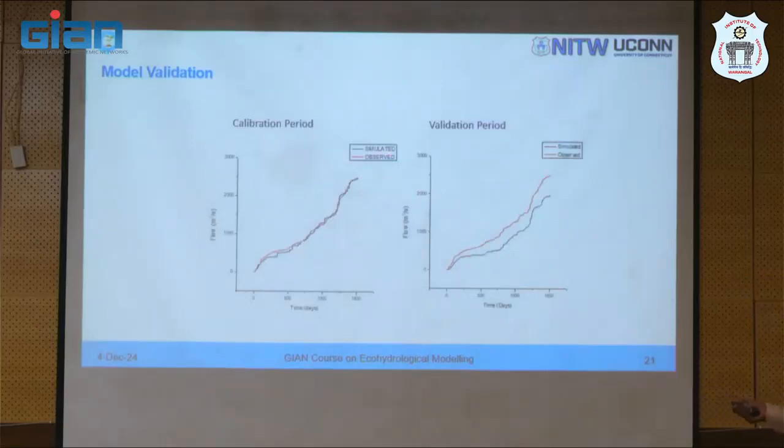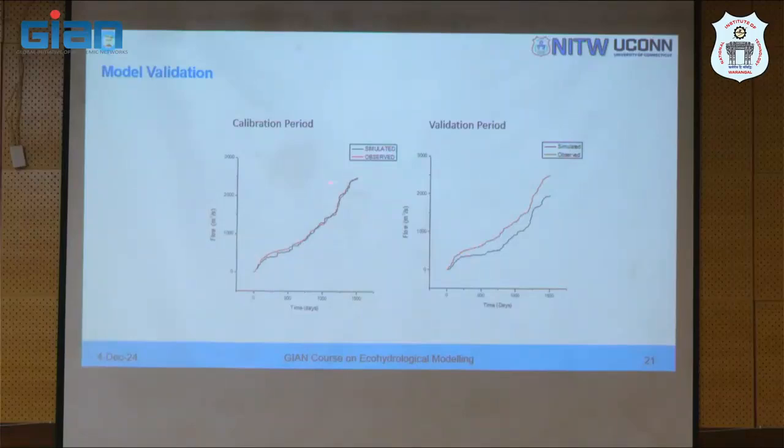Yeah, this is a good example, something that I have done. This is a mass curve, a calibration of one of the catchments. You see how closely it has matched. Red is observed, black is simulated. Excellent model, right? But when it goes to validation, you see that there is a large difference, right? So this model is not good.